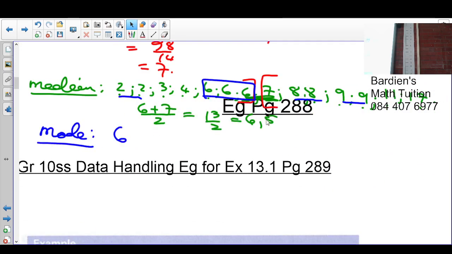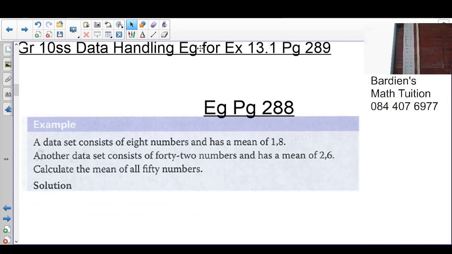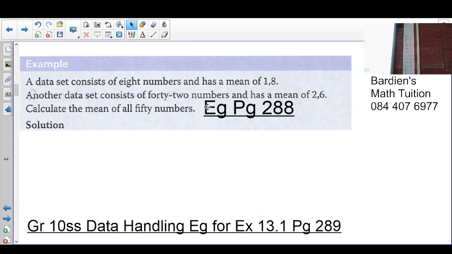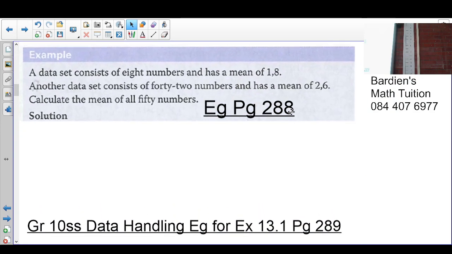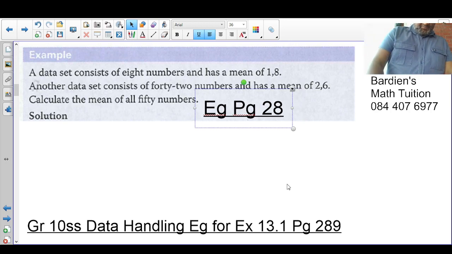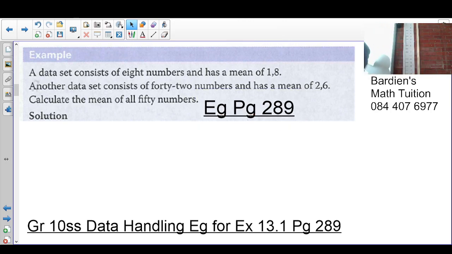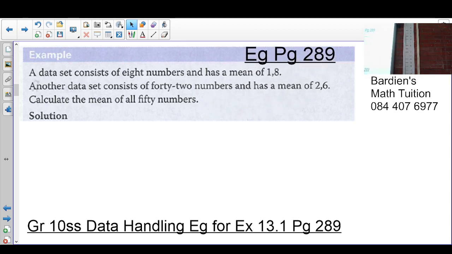Okay, let's go to the next example. So here we are told a data set consists of 8 numbers and has a mean of 1.8.